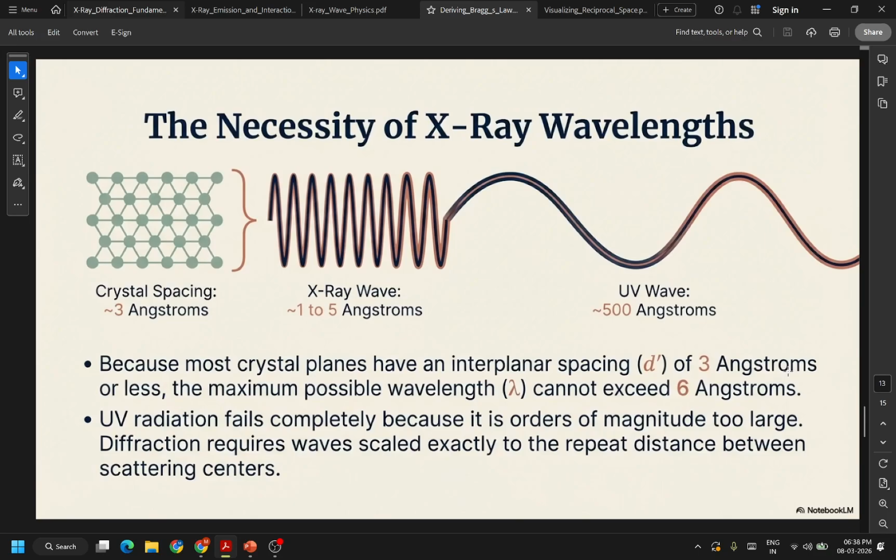And this is why it necessitates the use of X-rays. In typical crystal structures, the crystal spacing is around 3 angstroms. So we use X-rays which are around 1 to 5 angstroms. If we use UV rays, which are around 500 angstroms, that is unusable for this purpose. So the maximum wavelength we can use is 6 angstroms for an interplanar spacing of 3 angstroms.